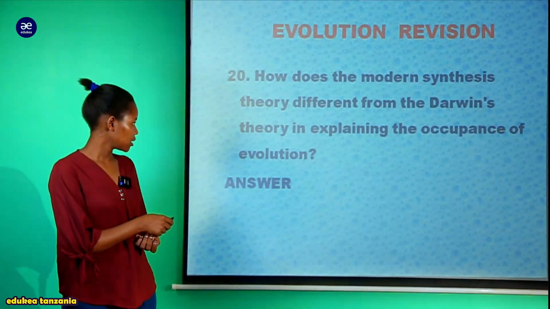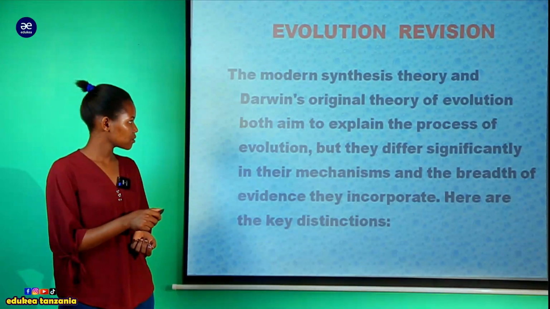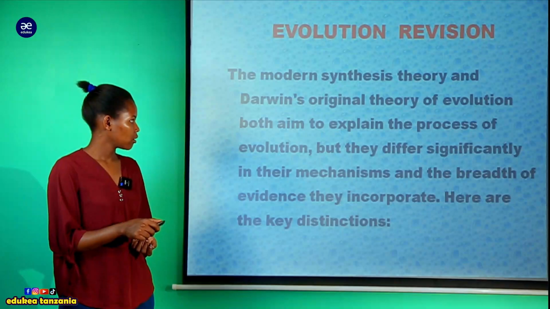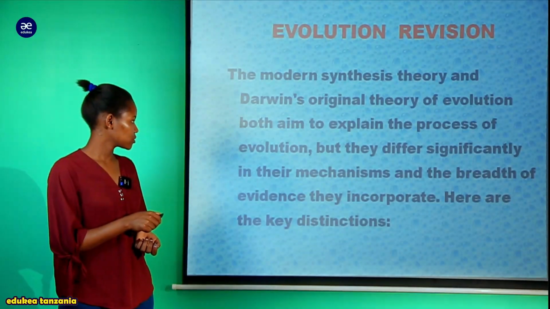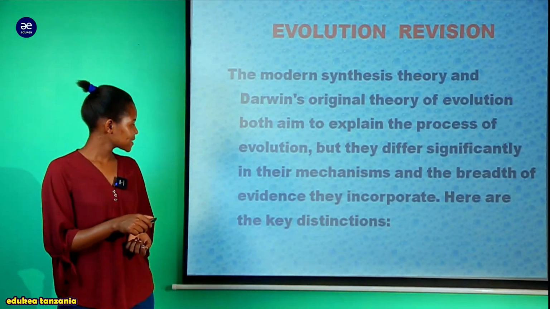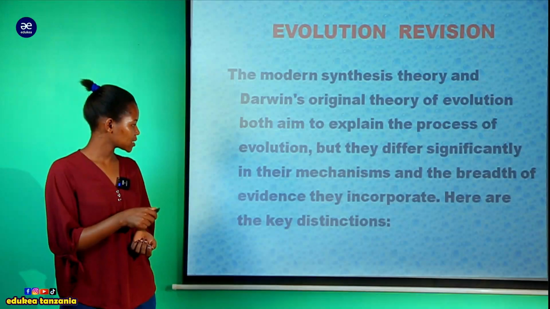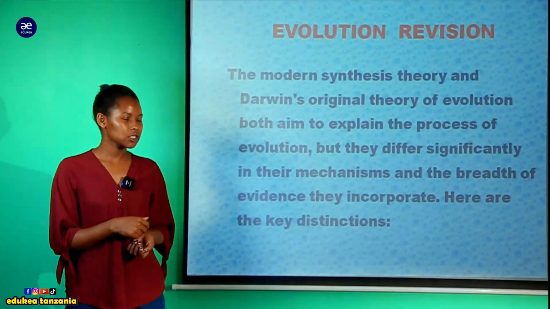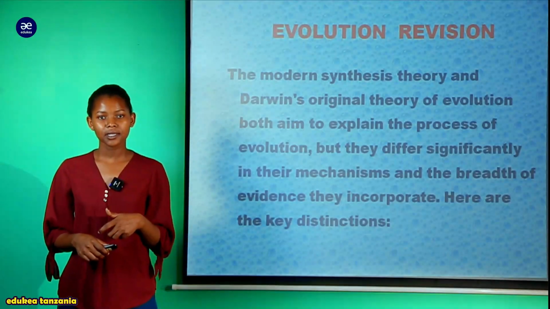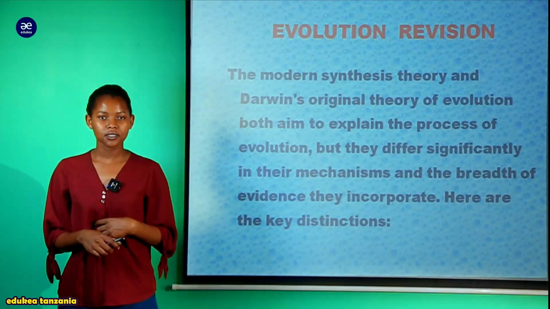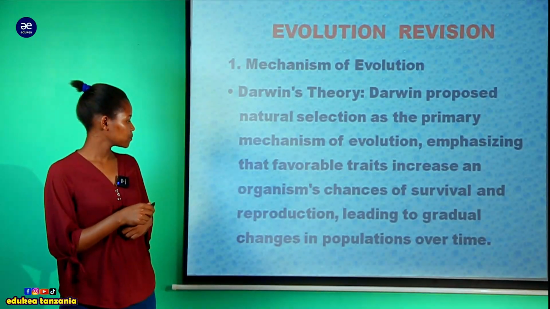For instance, you can see here on the answer, the modern synthesis theory and Darwin's origin theory of evolution both aim to explain the process of evolution, but they differ significantly in their mechanisms and the breadth of evidence they incorporate. And here are the key distinctions. We are going to look at those key distinctions as the guiding points and their differences. We can start with the first one, which is mechanism of evolution.